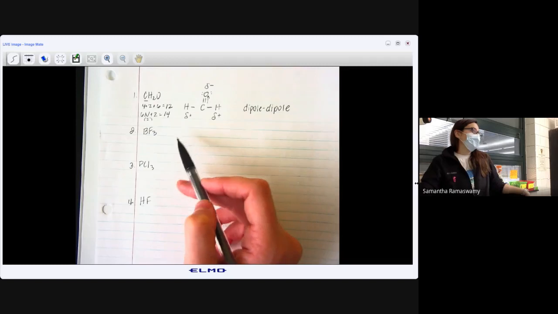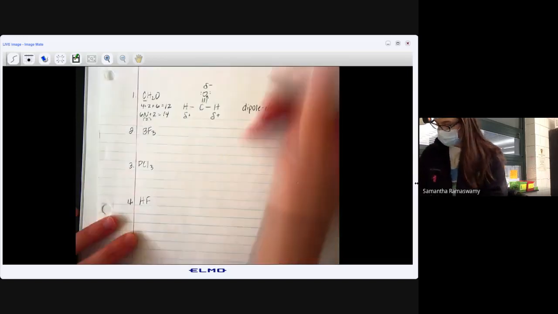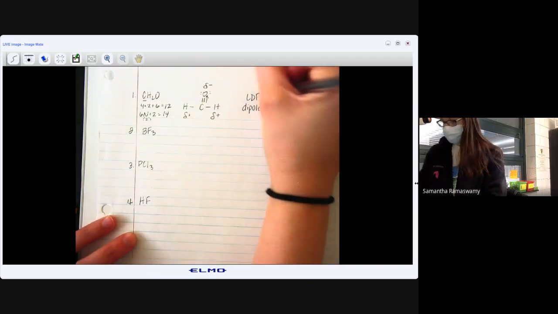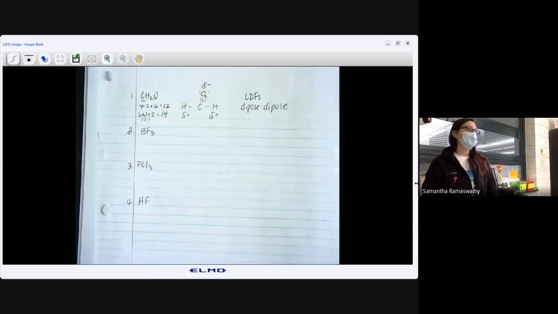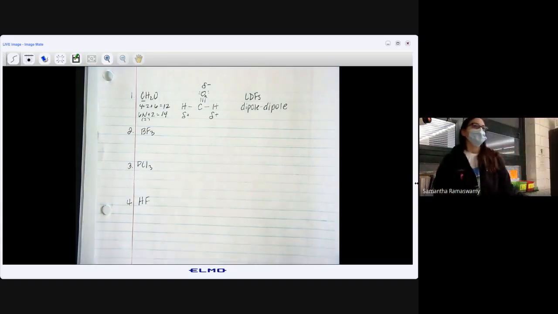What IMFs exist in everything? Carly? Dispersion. Now, whether you write dispersion, LDFs, London forces, that's up to you. So we would expect CH2O to exhibit both dispersion and dipole-dipole forces. It's really important that you list all of them if that's what the question asks for.